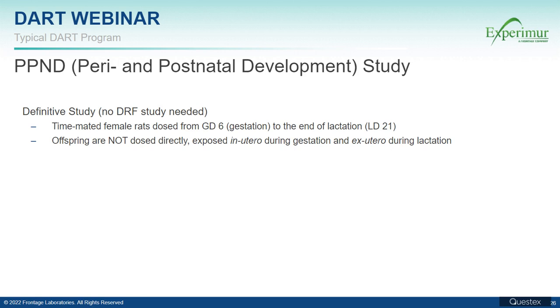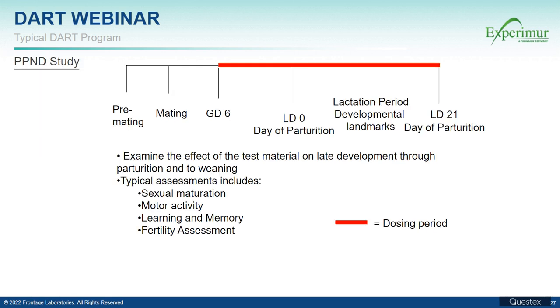Again, we usually only run a definitive study. No dose range finders are required, where we again dose the animals from implantation to the end of lactation. And as I mentioned, exposure to the embryos or fetuses or pups would be in utero during gestation or ex utero during lactation. Again, here's a figure to give you a perspective on how this is put together.